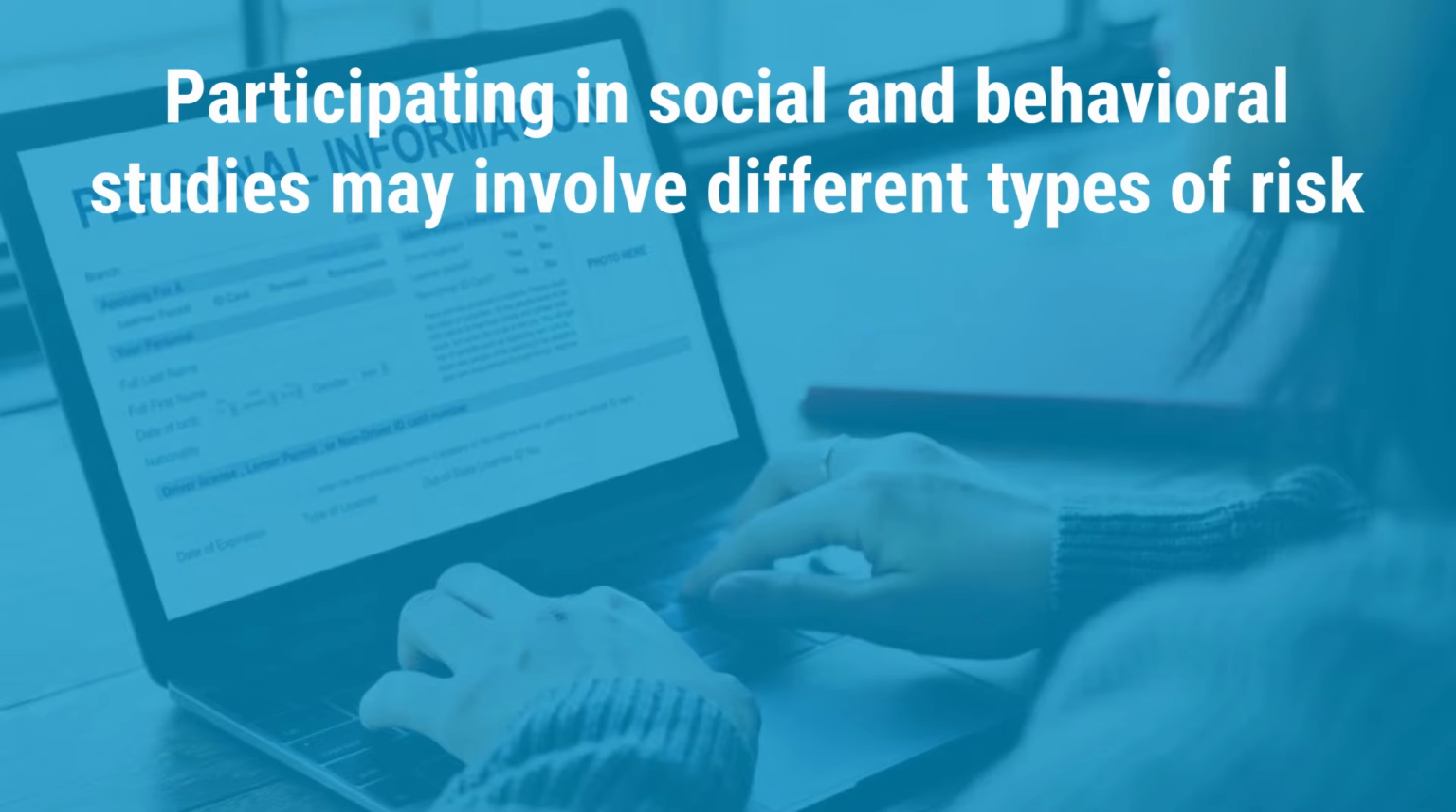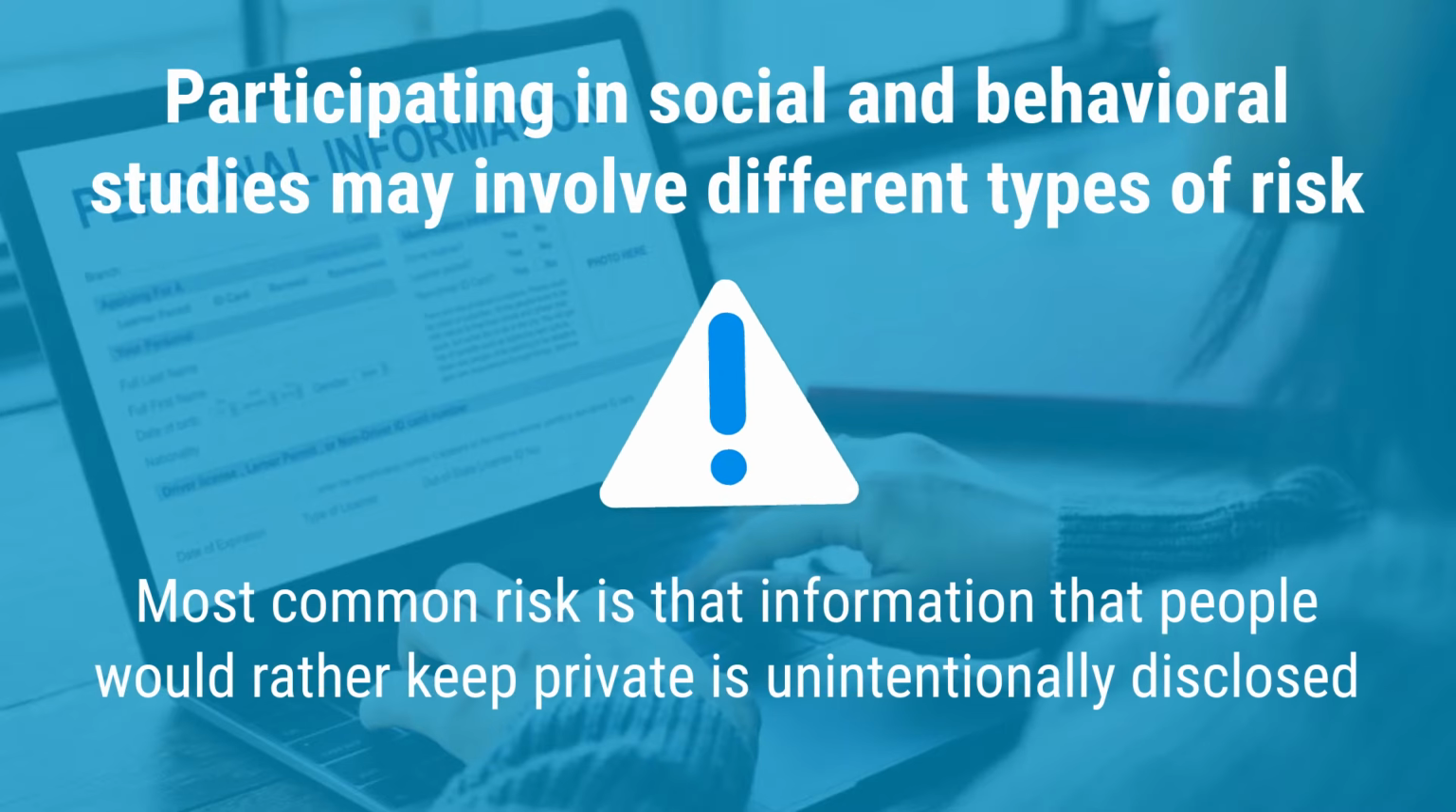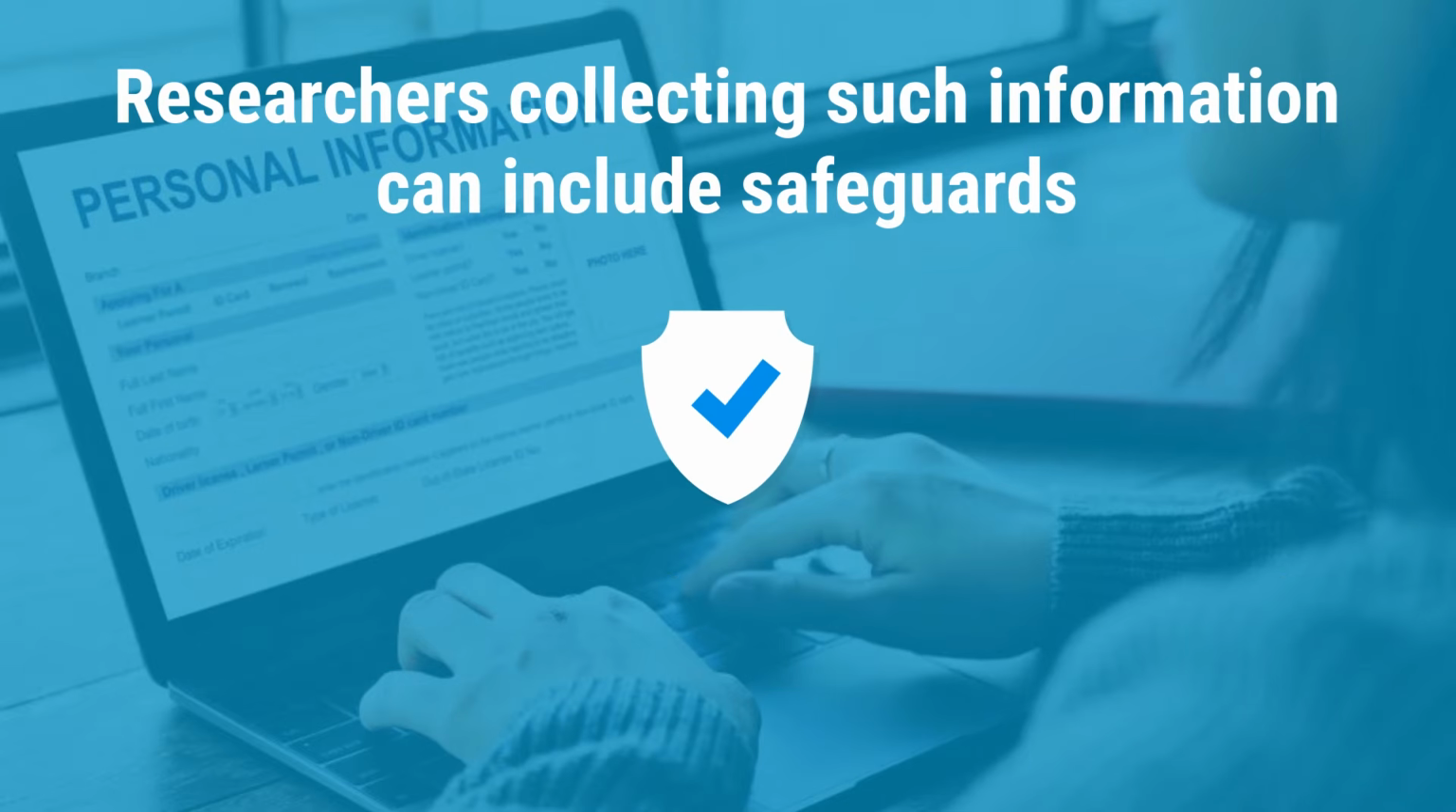Participating in social and behavioral studies may involve different types of risk. The most common risk is that information that people would rather keep private is unintentionally disclosed. Researchers collecting such information can include safeguards to try to keep that information confidential, so that only the researchers know who gave them that information.